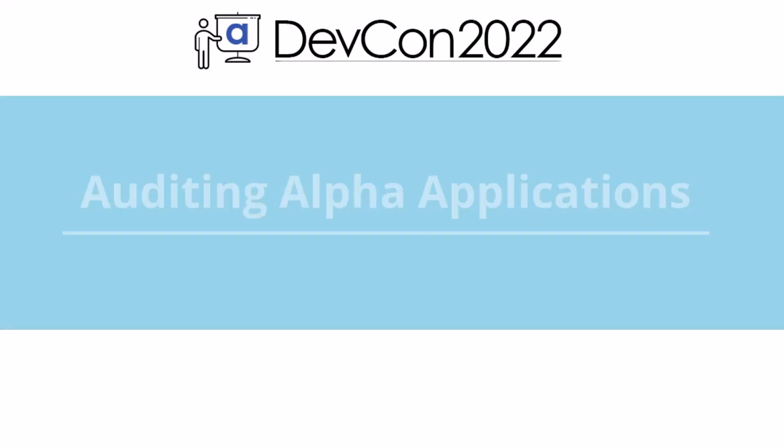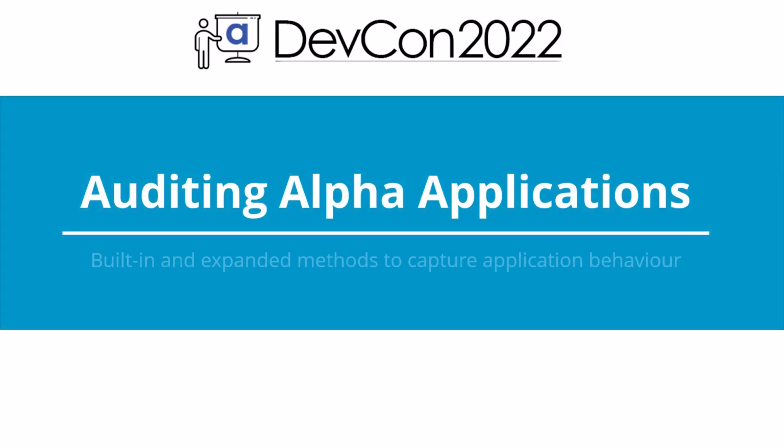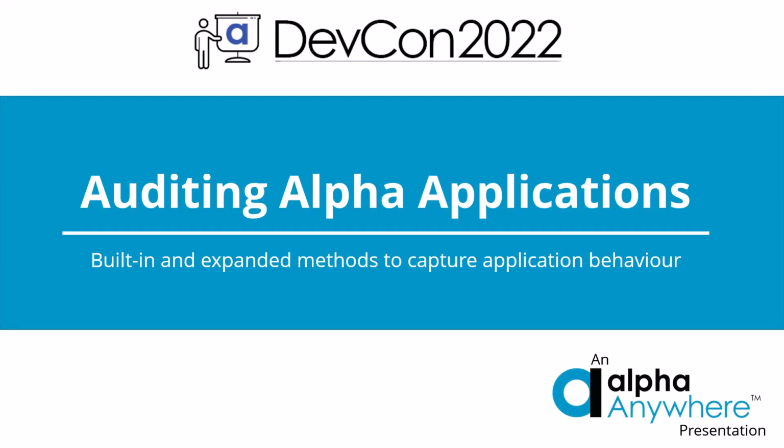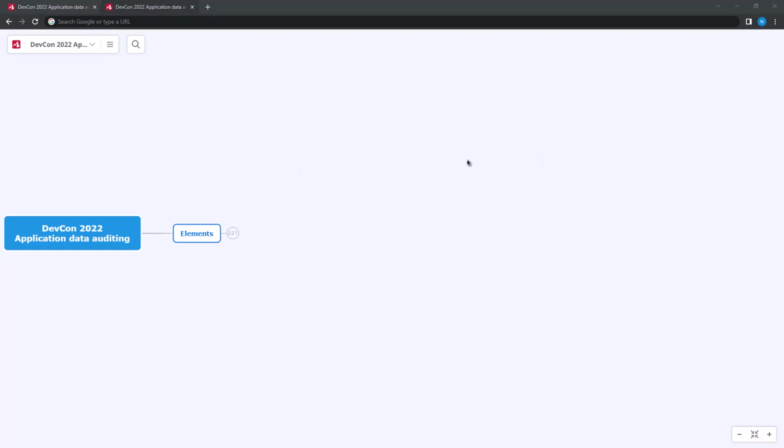Hello, everyone. Today we'll be talking about auditing Alpha applications. So we're going to be looking at built-in and expanded custom methods to capture application behavior in Alpha Anywhere. Now, data auditing is a subject that we've been asked a lot about, and it's also a subject that we've dealt with internally while building apps and solutions for customers.